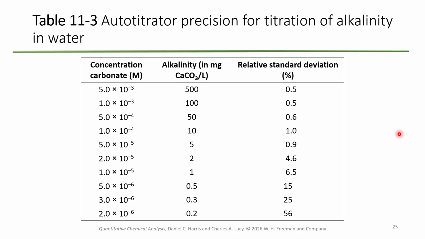Okay, so let's look at an auto-titrator precision for the titration of alkalinity in water. This is the concentration of the carbonate in the water. This is your alkalinity, which is a factor of your carbonate in your water here. And this is your relative standard deviations. And so this is one of the reasons that's so important, is when you're actually testing real-world samples, you don't necessarily get to choose their concentrations. You get to manipulate them a little bit, but you don't completely get to choose. And so if we have very low concentrations, what's going to happen to our percent relative standard deviations?